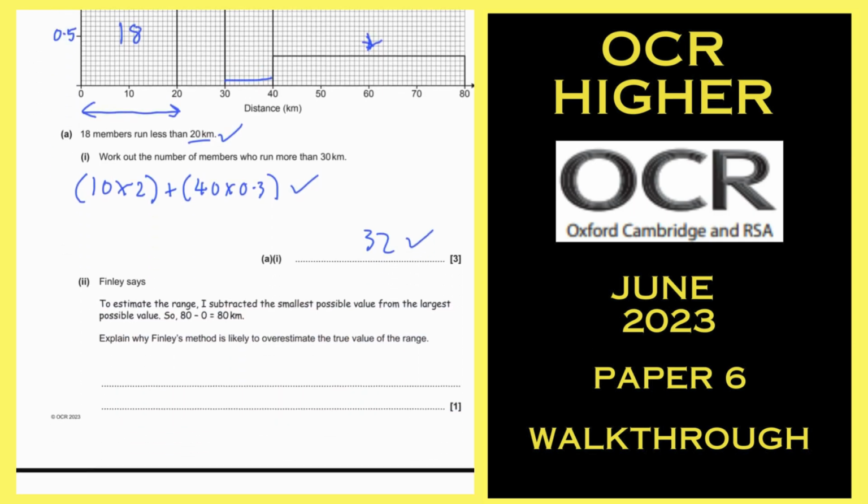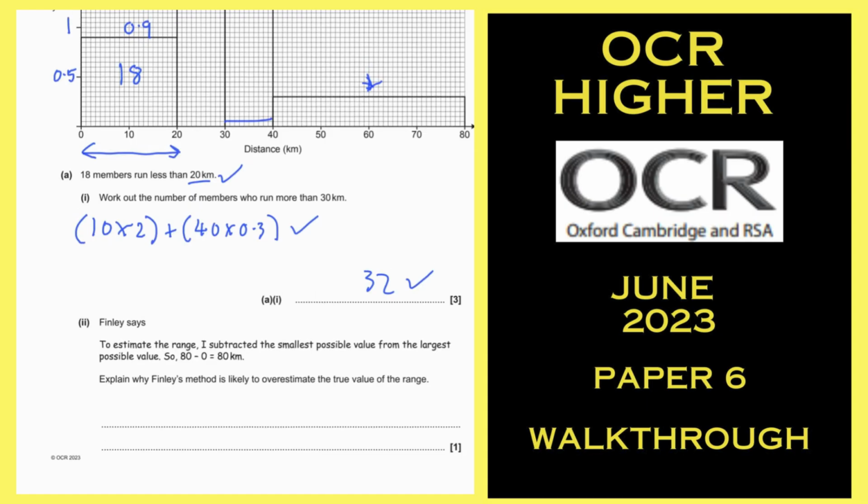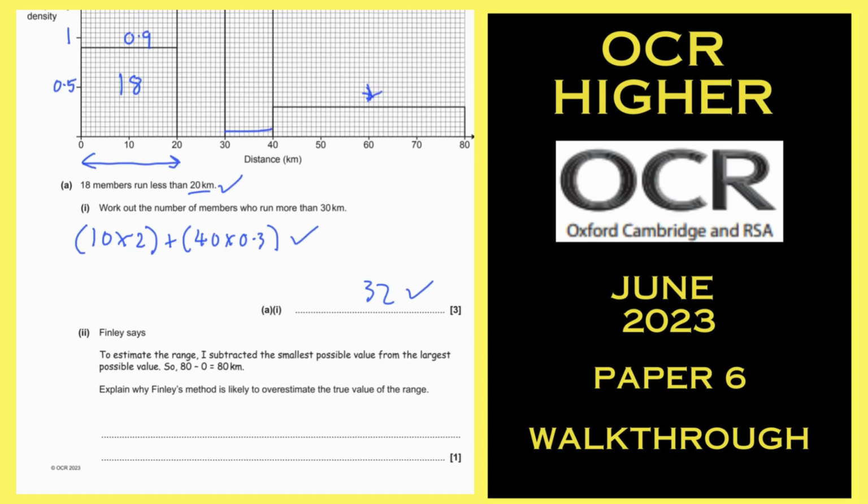Finley says, to estimate the range, I subtracted the smallest possible from the largest possible. Now, if you look at the data, he's got a point. The smallest possible is indeed 0, because that's where the lowest bar goes down to. And 80 is the upper limit, that's where the highest bar goes up to. But explain why Finley's method is likely to overestimate.